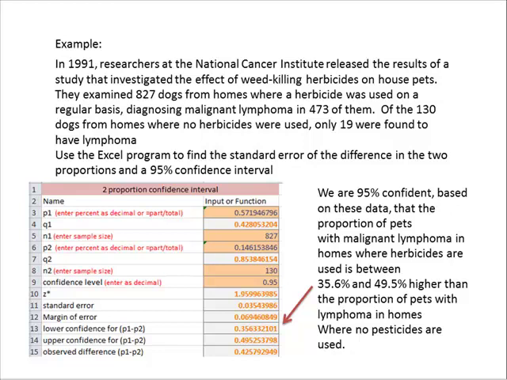But only 19 were found in homes, the 130 dogs that they looked at from homes where no herbicides were used. And so we want to look at what the difference is in the two proportions. And in this case, we just want to use the Excel program to find the standard error of the difference. All right, well, let's do that. And then we also want to find a 95% confidence interval. Okay, so how did I get this 0.5179?